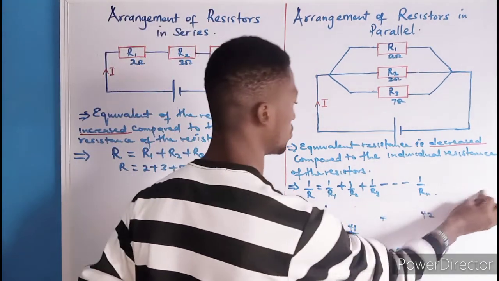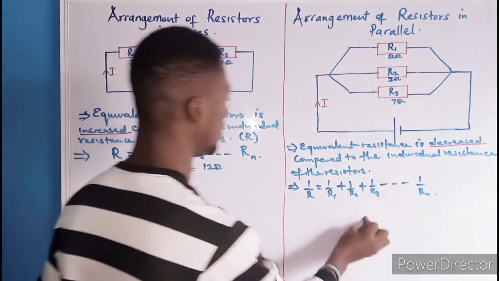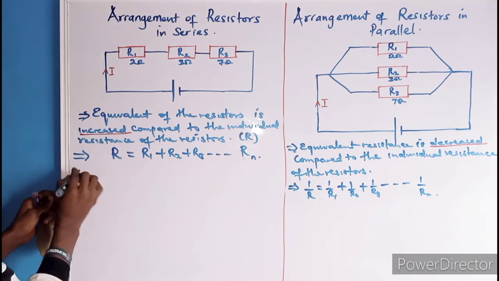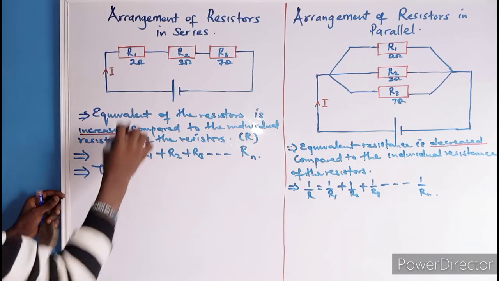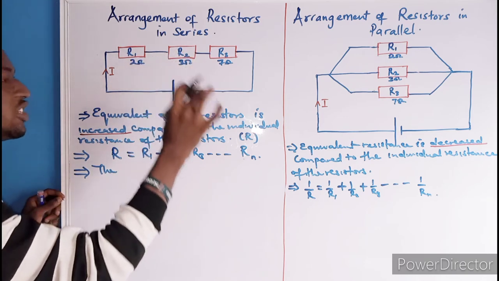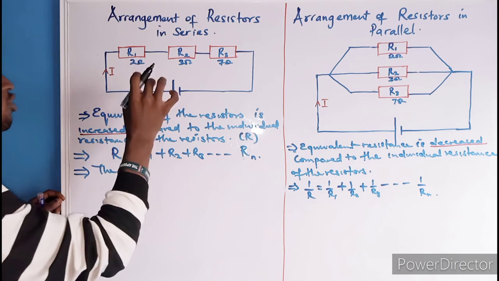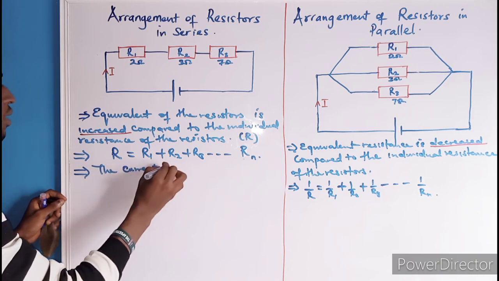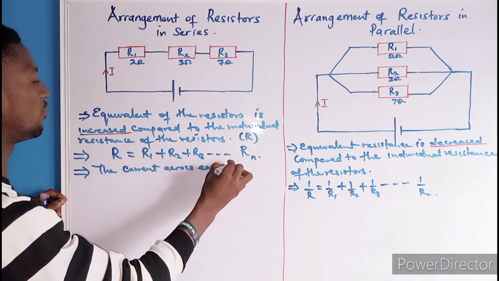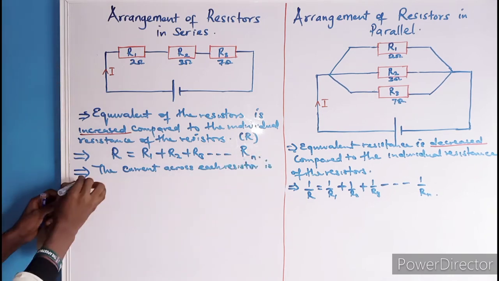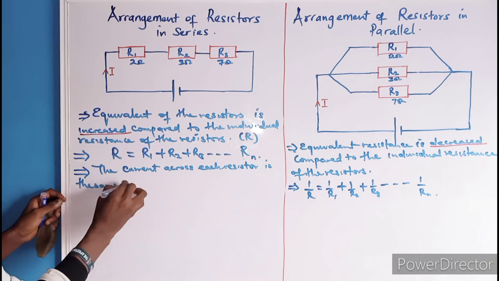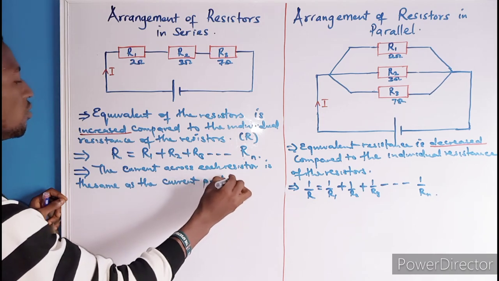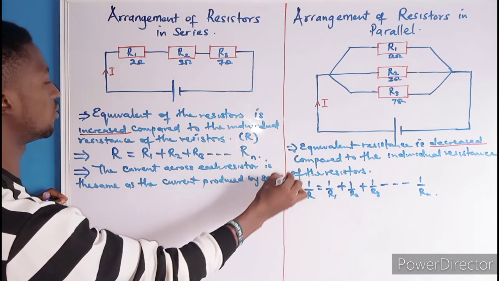Now, let's come back to our keynotes. So I'll just erase this, and as well erase this aspect. The next thing is that the current across each resistor is the same, even compared with the current produced by the source voltage.